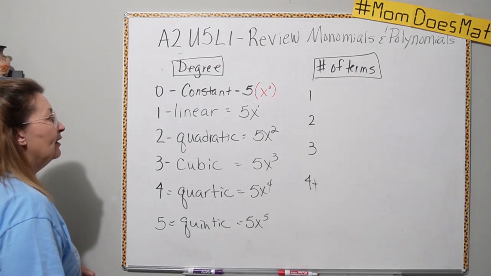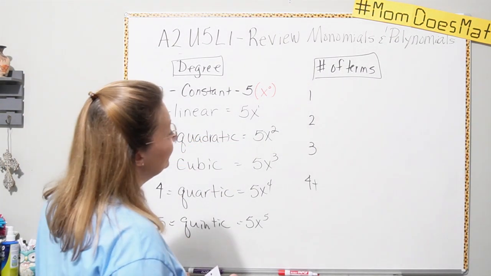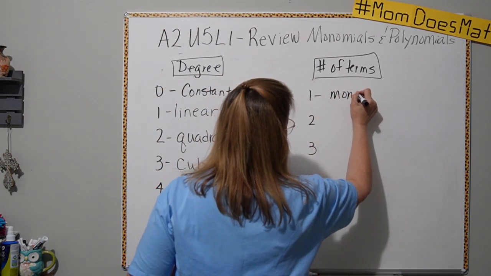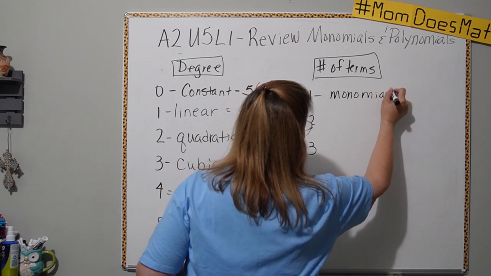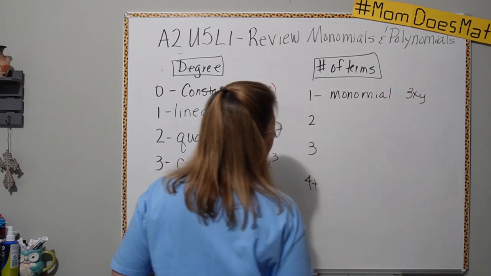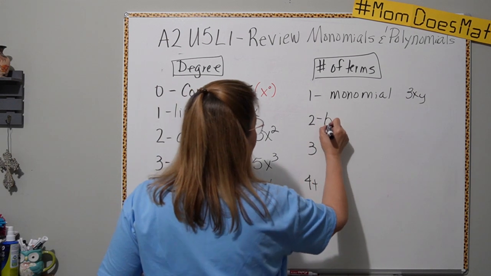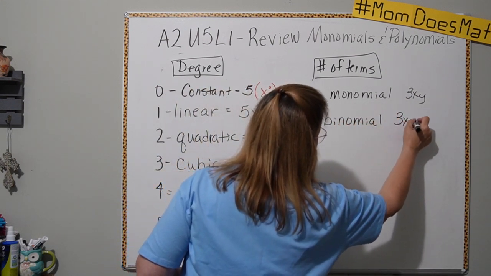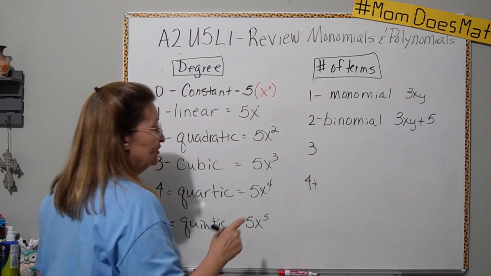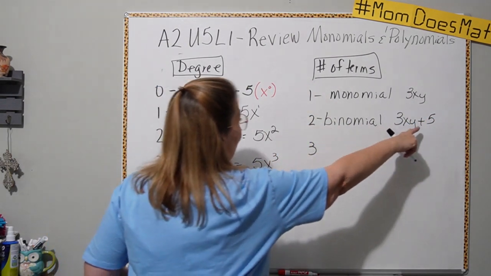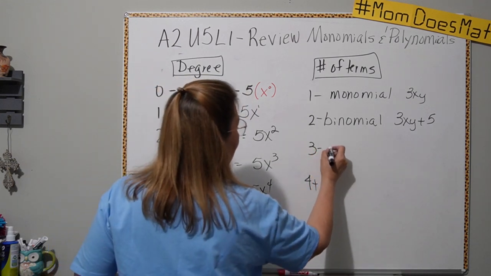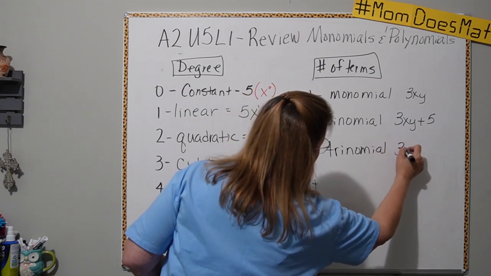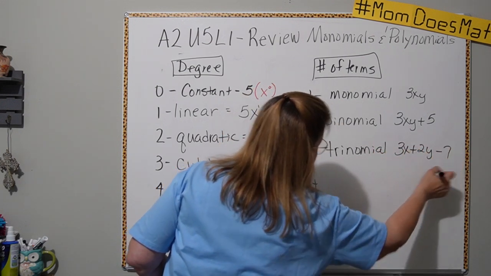All right, now, polynomials can also be described by how many terms there are. And first of all, if you have one term, we talked about that, that is a monomial, like 3xy. That would be an example. All right, next is a binomial. Well, that means two terms. So an example of that would be 3xy plus 5. If it's got two terms, you've got one plus or minus. All right, a three-termer is called a trinomial. So that would be 3x plus 2y minus 7.